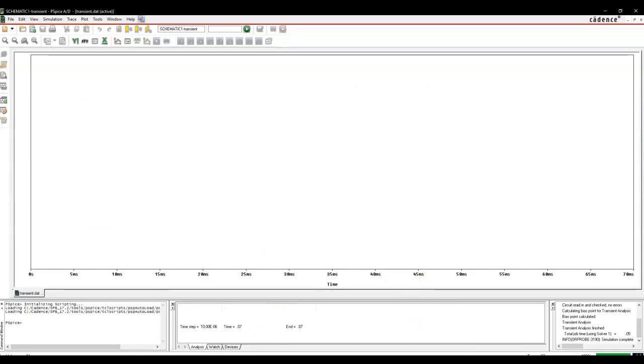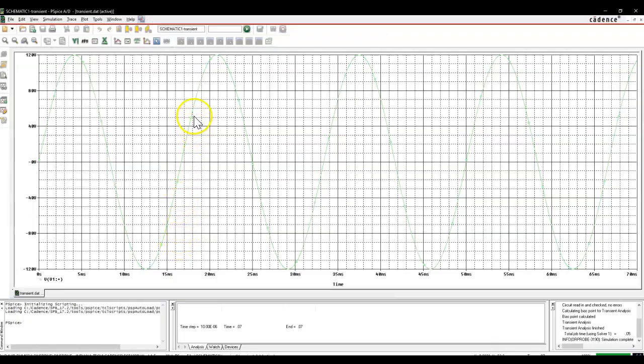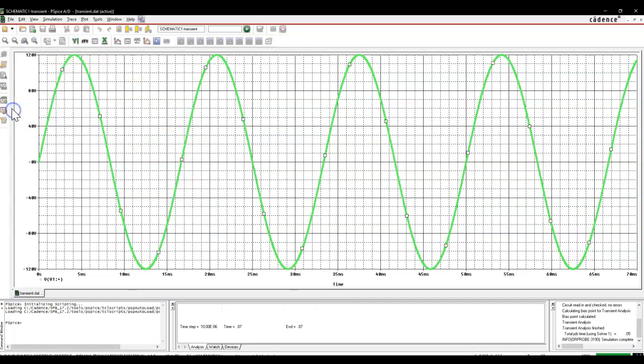So it simulates just fine, but there's nothing here, and we can see 0 to 70 milliseconds. Now the first thing I'm going to do is go ahead and put a voltage probe on the source here. And let me thicken this line up. I really need to figure out how to change that default there. And we can see it's a nice pretty sine wave, and we have 1 period, 2 periods, 3 periods, 4 periods, and a little bit. It goes up to 120 volts, down to minus 120.